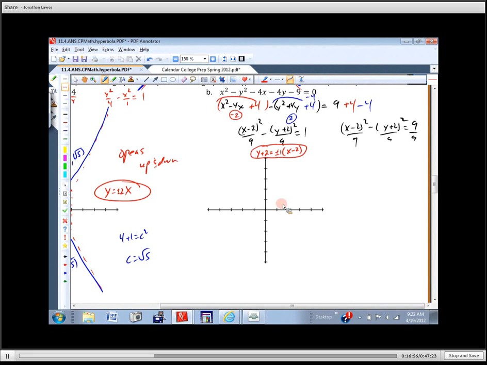Where's the center? Okay, make sure you find the x. Make sure you found the right one. It is 2 comma negative 2. So the center is at 2, negative 2. Everybody with me?